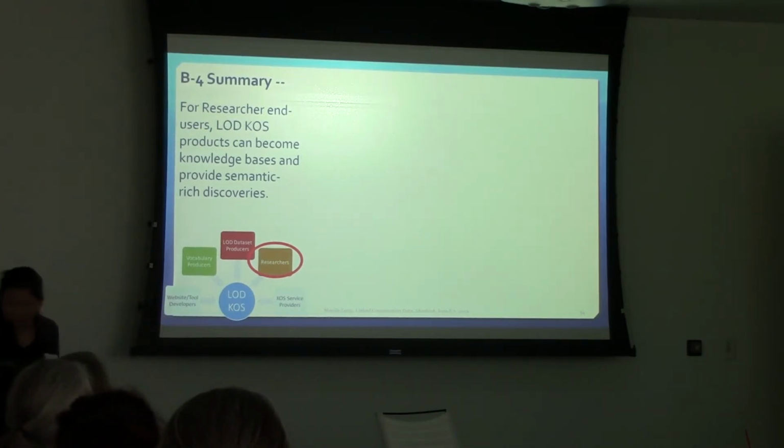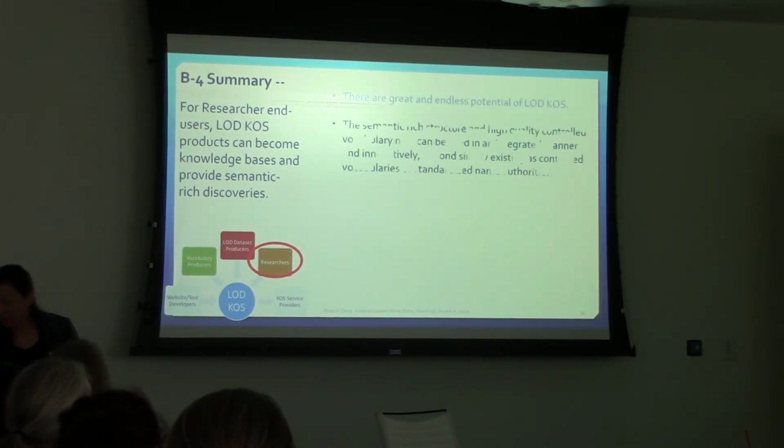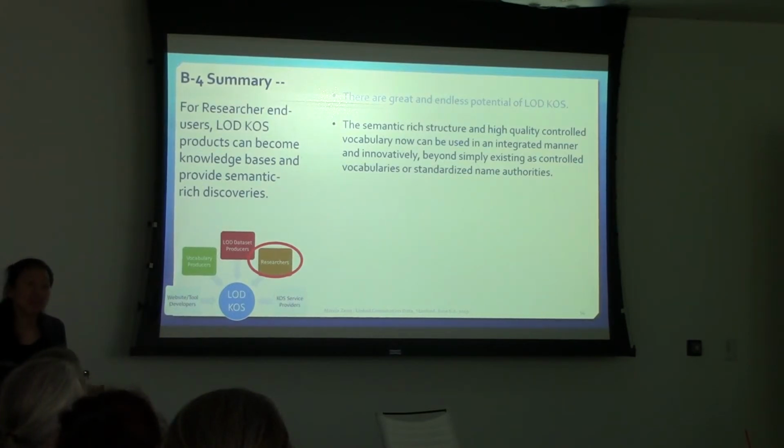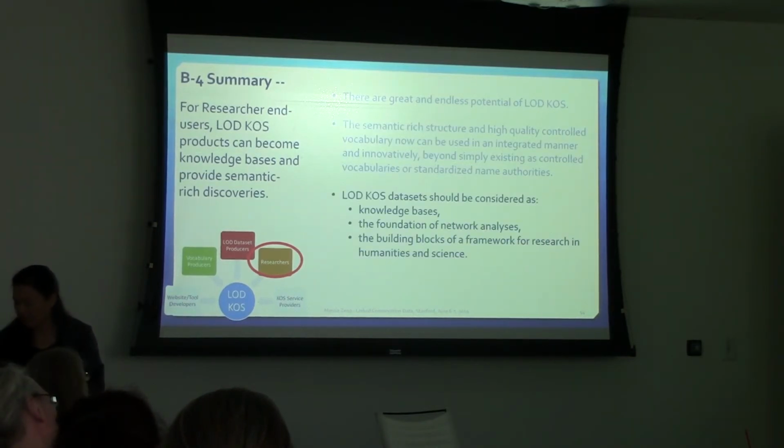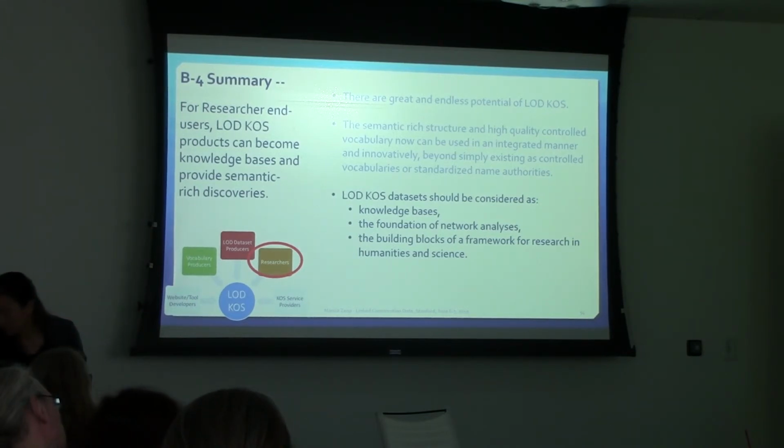So for the researchers, this kind of linked open data KOS becomes a knowledge base. They are more than just a controlled vocabulary, name authority, hierarchical list. They become the knowledge base. That's what I want to say. We need to open our mind and see, wow, that's potential. How can we do this?